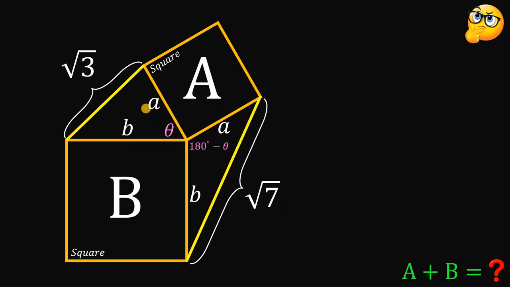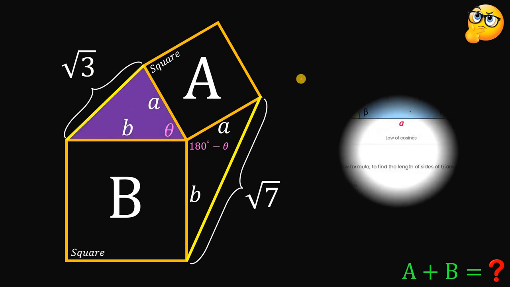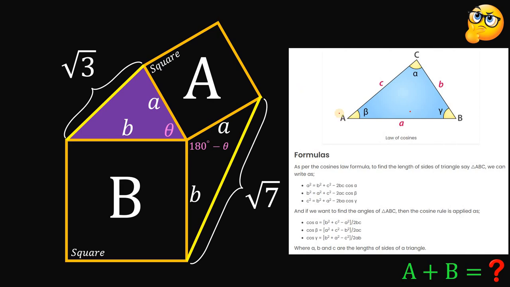Now, from here, let's focus on this triangle. And then, let's use this concept. This is called the law of cosines. Now, the law of cosines says the square of a side of a plane triangle equals the sum of the squares of the remaining sides minus twice the product of those sides and the cosine of the angle between them. So we can say, given this triangle, that a squared equals b squared plus c squared minus 2bc multiplied by the cosine of alpha.